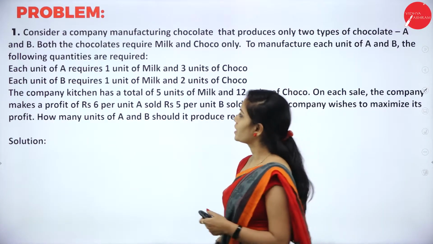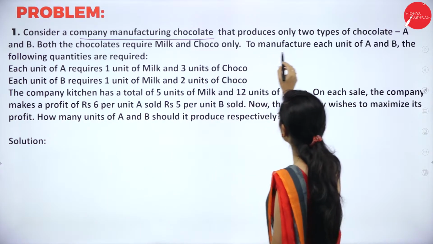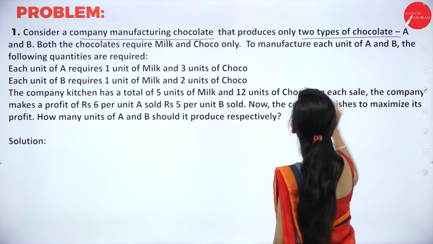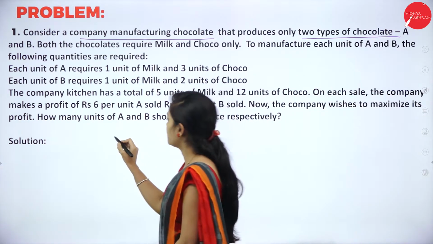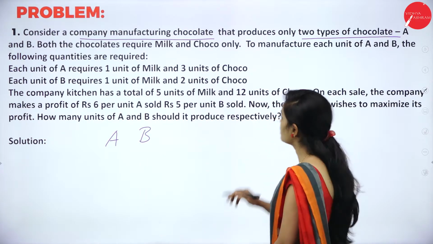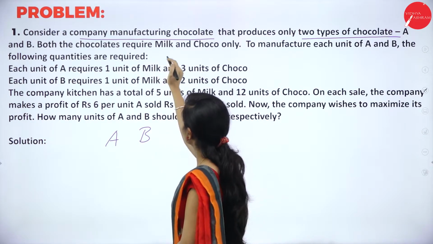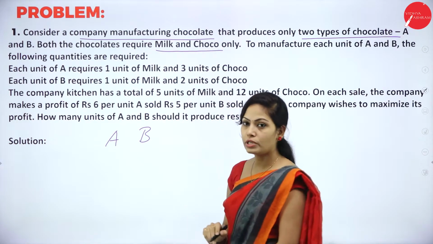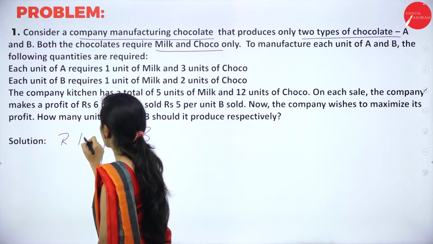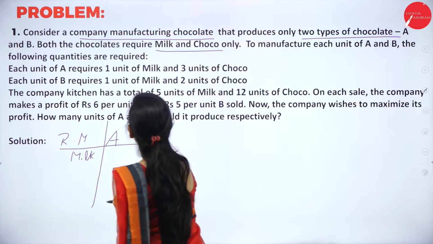First problem: consider a company manufacturing chocolate that produces only 2 types of chocolate, A and B. Both chocolates require milk and choco only. So the raw materials are milk and choco.